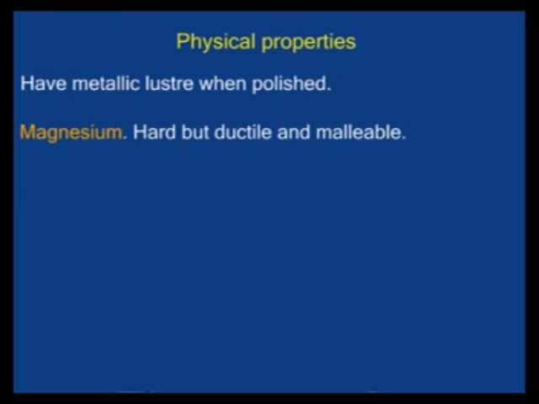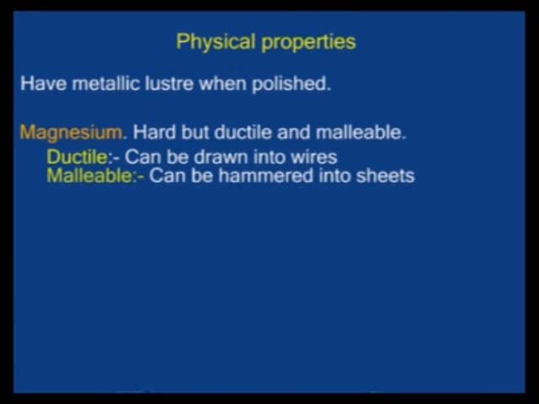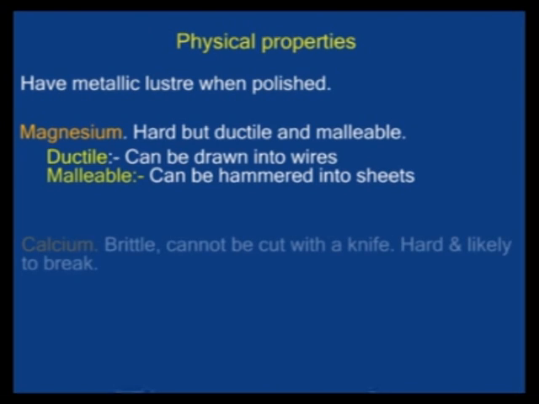Magnesium is hard to cut with a knife, but it's, however, ductile and malleable. A ductile material is one that can be drawn into wires. A malleable material can be hammered into sheets. Calcium is brittle and hence it cannot be cut with a knife. A brittle material is one which is hard and likely to break.